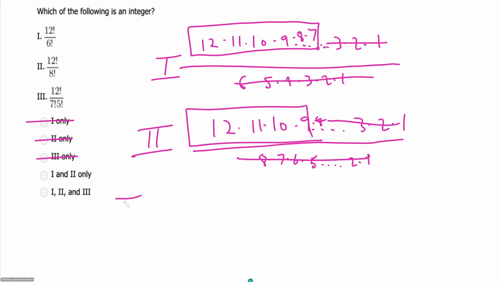A can be eliminated. Then statement 3 says 12 factorial over 7 factorial times 5 factorial. So I guess they're trying to get you to say the denominator is equal to 12 factorial. That is not true. And so up top, we have the same thing as before. We got 12 all the way down to 1.